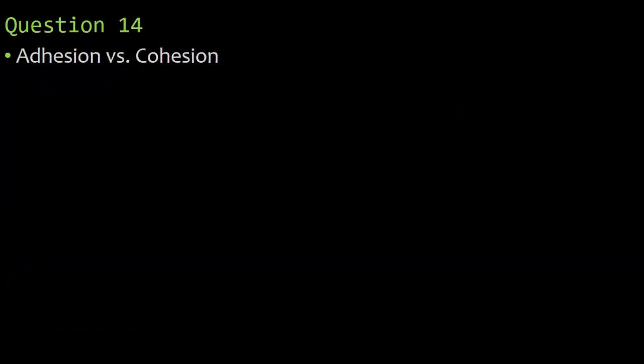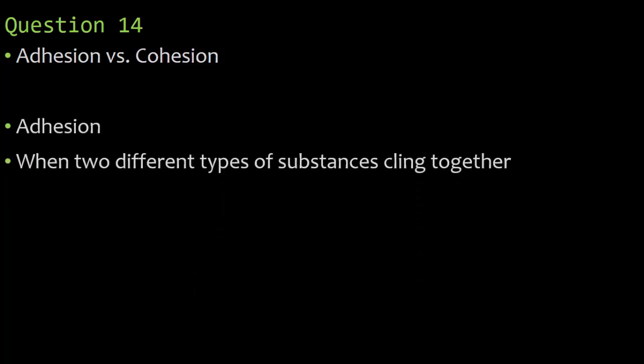All right, adhesion versus cohesion. Very, very simple. Scientists have done us a favor with co meaning together. So let's start with adhesion, then we'll talk about the easy one, cohesion. So adhesion is when 2 different types of substances cling together, and the key part is 2 different types of substances. They're not the same substance.